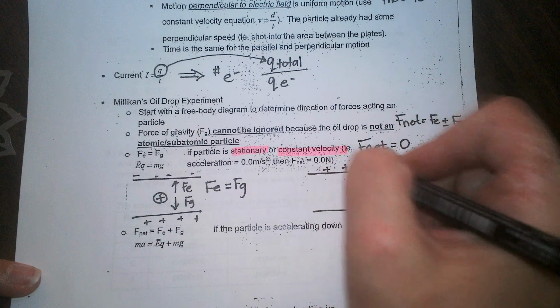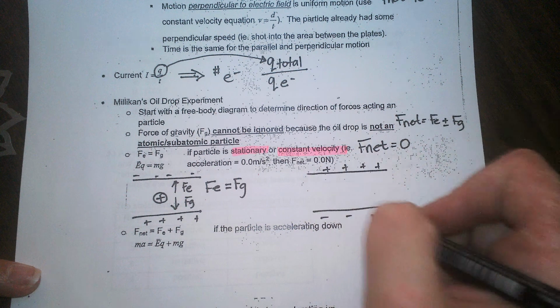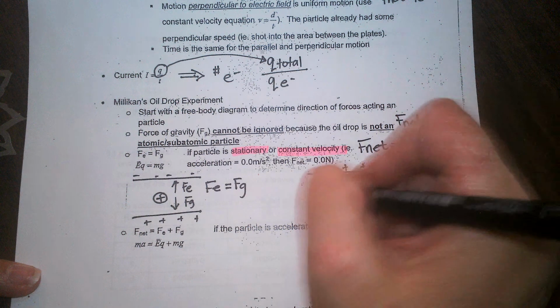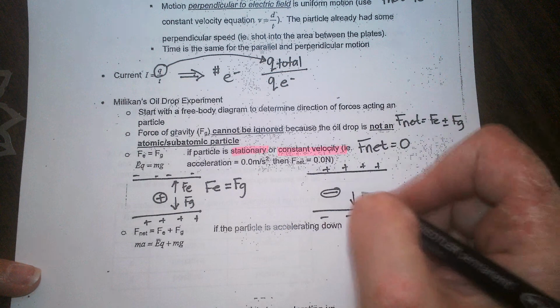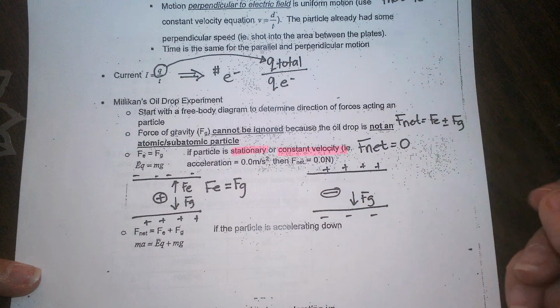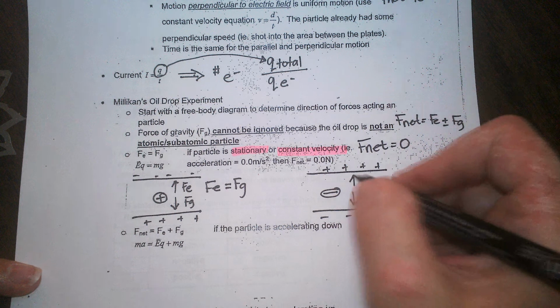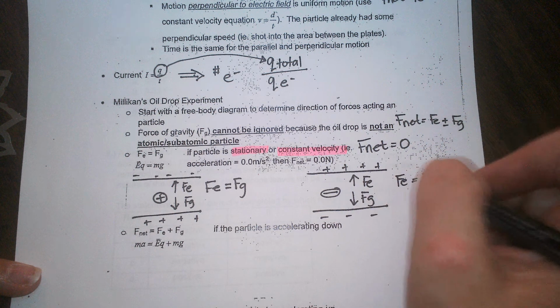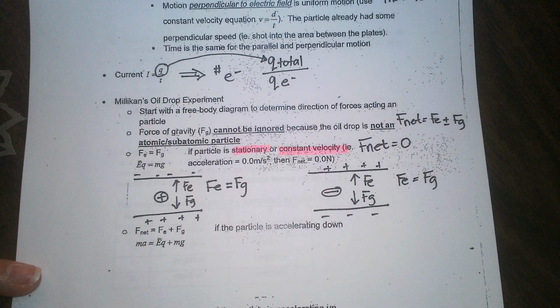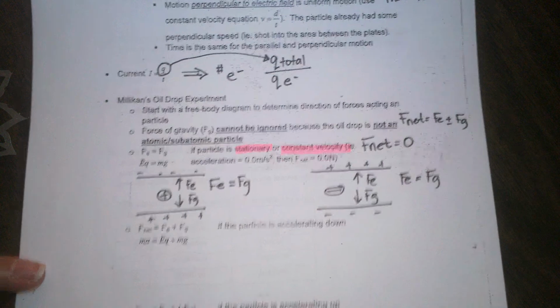Okay, let's switch the plates around. See if your brain can make the switch. And I put a negatively charged particle in here. Force gravity moves which way? Down. And force electric is going to move which way? Up because of attraction. Force electric is equal to force gravity.